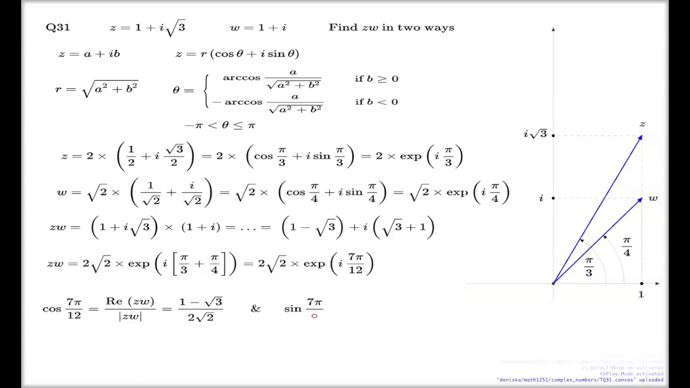A similar argument will work for the sine. Sine of 7 pi on 12 will be the quotient of the imaginary part of the ZW product by the absolute value of the ZW product. All of these values are known to us now. Here's the imaginary part. Here's the absolute value. And that's the final value for the sine of 7 pi on 12.